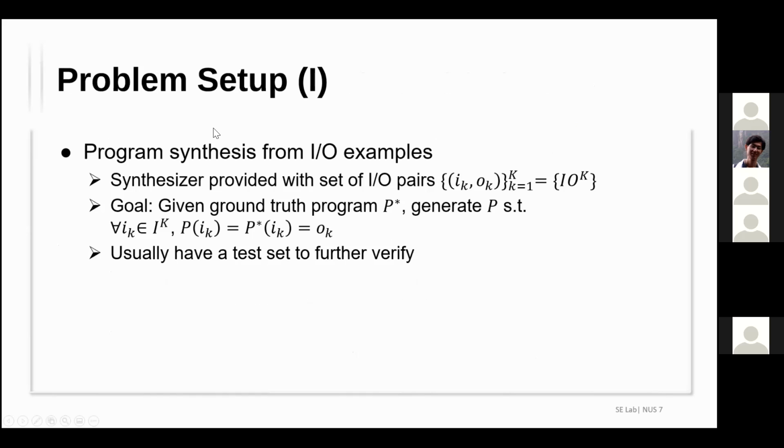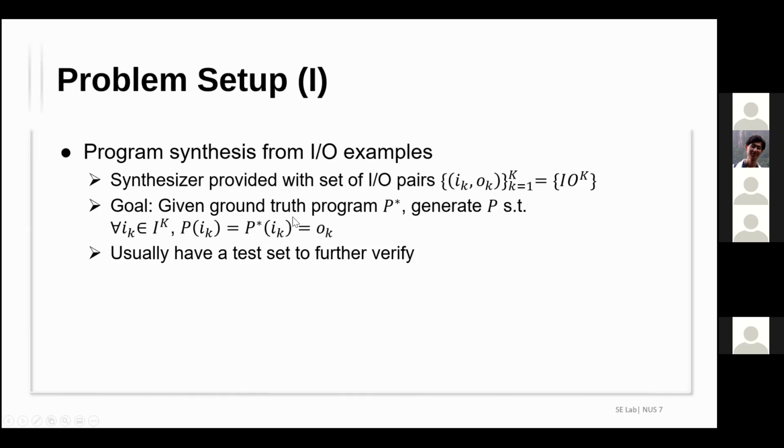Okay, so there are actually two problems that they are trying to solve over here. One is that, given some input and output examples, I want to synthesize a program. The synthesizer model is provided with a set of input-output pairs, which can be referred to in this manner. It's just k examples of input and output pairs. The synthesizer model will try to generate a program such that for all the inputs that are given, it will give the valid output.